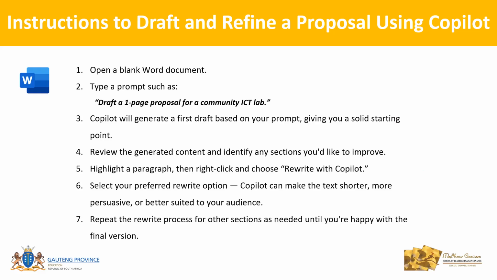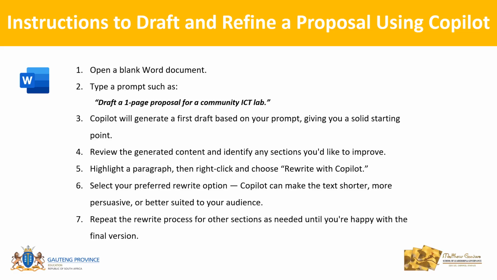You can simply type something like, draft a one-page proposal for a community ICT lab. Copilot will jump in and generate a solid first draft for you. Once you have some text, highlight a paragraph and right-click. Choose Rewrite with Copilot, and just like that, it can make your writing shorter, more persuasive, or better suited to your audience.